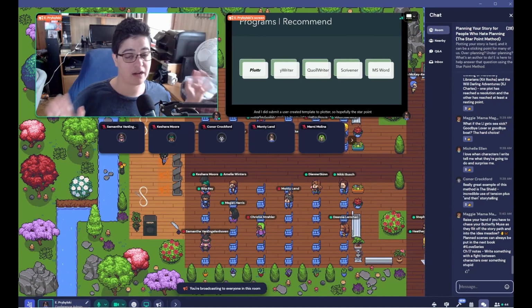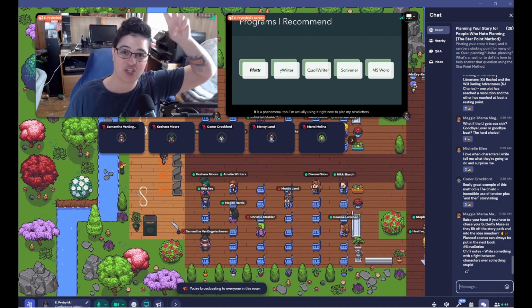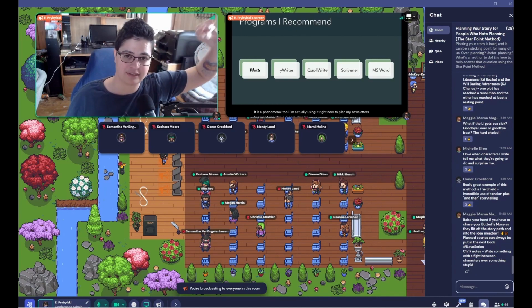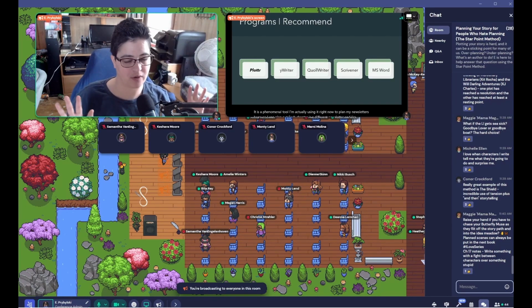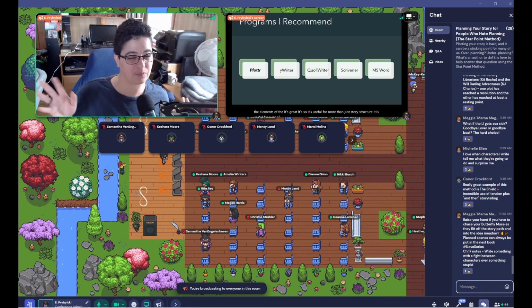It is a phenomenal tool. I'm actually using it right now to plan my newsletters because I can plan out each chapter as a different newsletter, and I'm planning out the elements of it. It's great. It's useful for more than just story structure. It is useful for a lot of things. You just have to kind of think sideways at it.